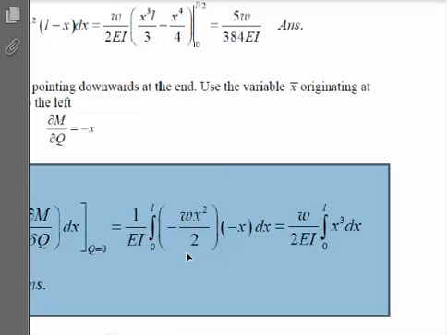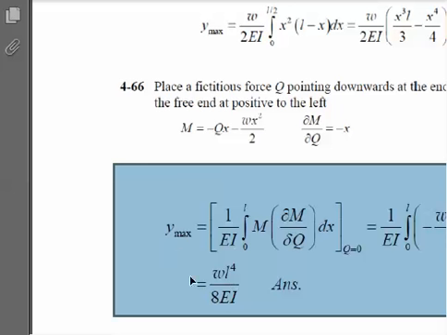We combine the terms, integrate. We can pull the W out, it's a constant, and we can pull the 2 outside the integral, so we have a W over 2 EI. And this leaves us an X cubed, positive value. The 2 is already gone, and so that can be integrated. And when we do, we get WL to the fourth over 8 EI.